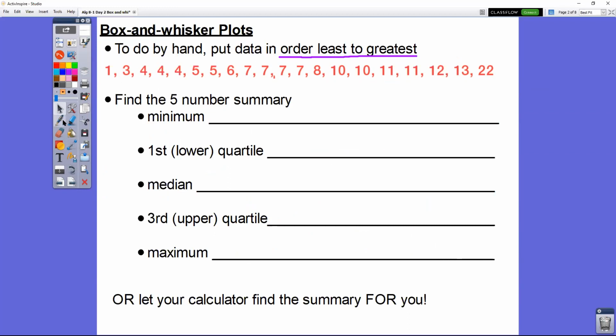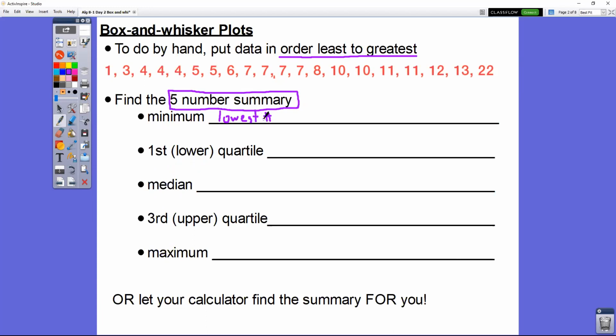Then we have to do something called the 5-number summary. All right, that's an important vocabulary word. The 5-number summary represents the 5 things on your box and whisker plot: the minimum, your first quartile, the median, the third quartile, and your maximum. So I like to start off with the min and the max first. The minimum is your lowest number.